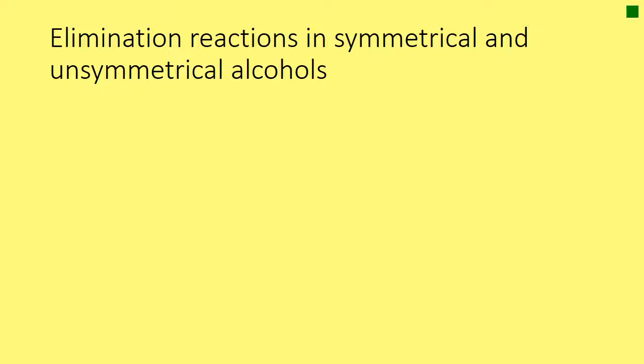So let's have a look at elimination reactions in firstly symmetrical and then unsymmetrical alcohols, because with the unsymmetrical alcohols we might get some EZ isomers. Okay, let's start off looking at symmetrical alcohols. Let's take propanol. Let's draw propanol out.